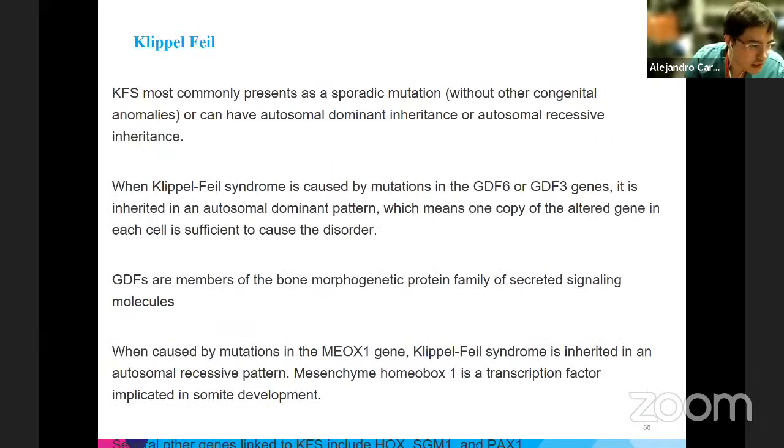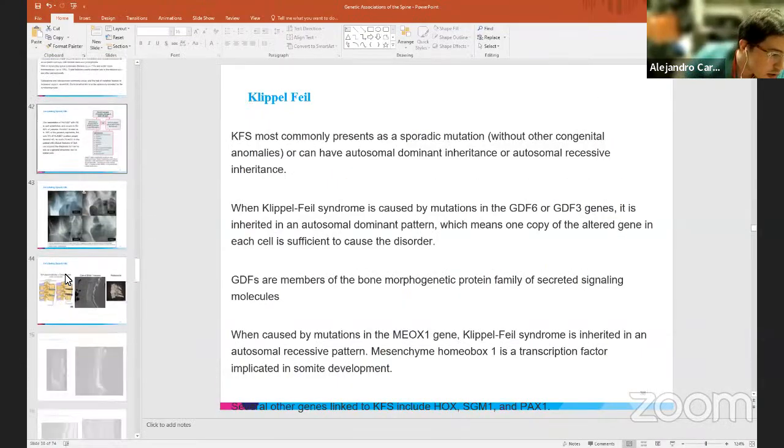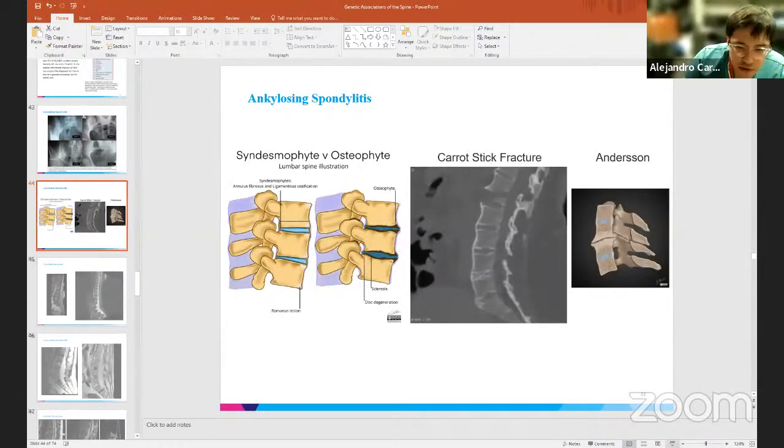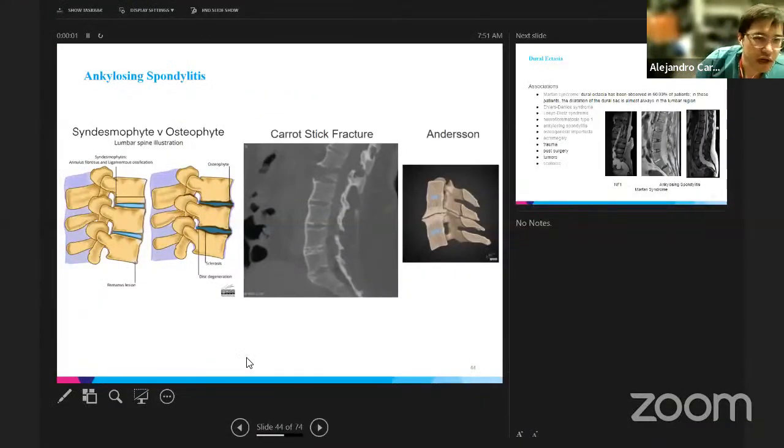Let me go to this slide here. And we'll talk about this in the context of ankylosing spondylitis also, but since you mentioned it, there's almost like this Anderson formation, which we'll come back to in a moment.